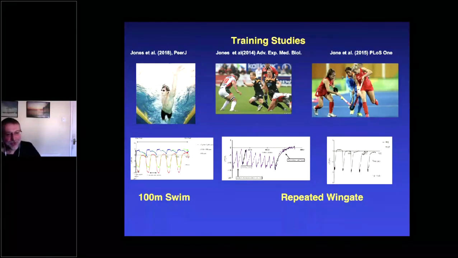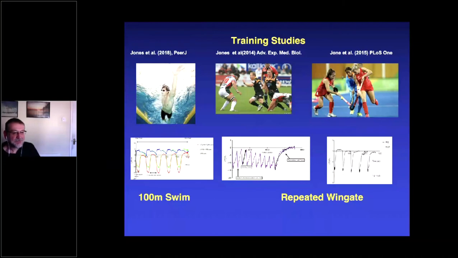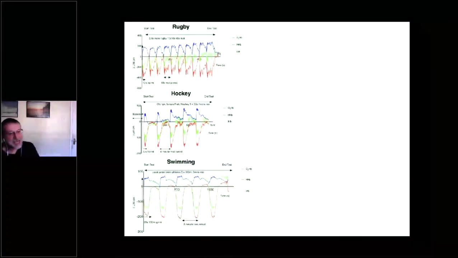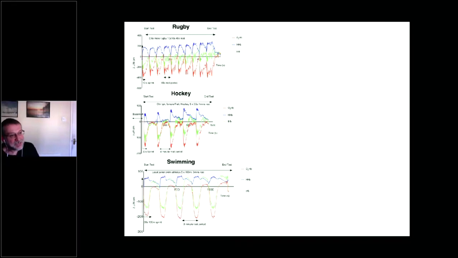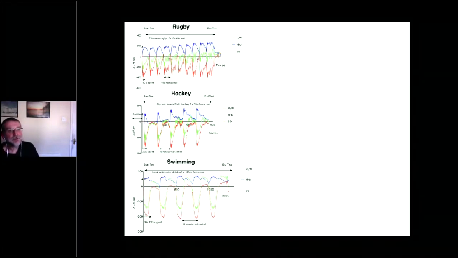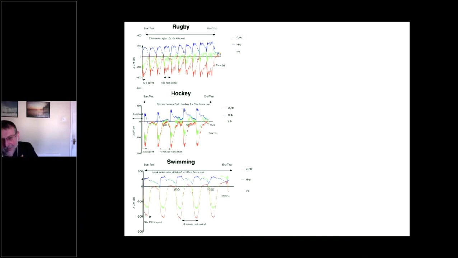So we've done three proper training programs recently, in the last few years. One was sprint swimming, and another was done with repeated Wingate tests, both with elite rugby players and with elite hockey players. And all these protocols desaturate the muscle, and you also get a constriction. Because they're very high intensity, they tend to constrict the muscle. You get a drop in blood volume, probably a drop in blood flow at the time.